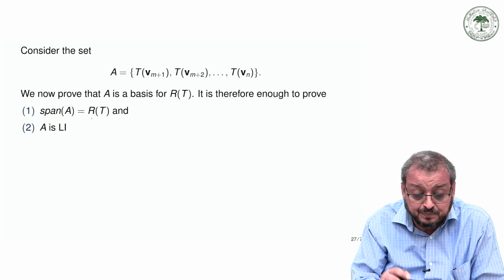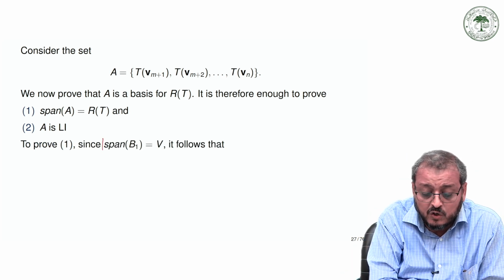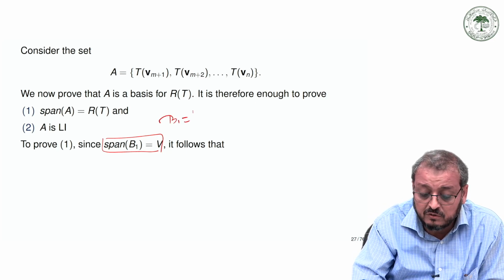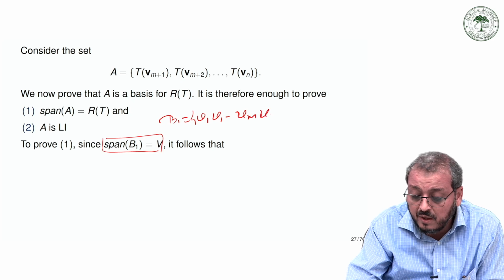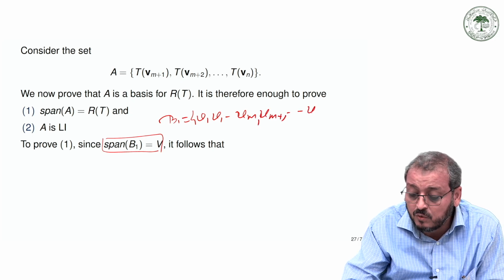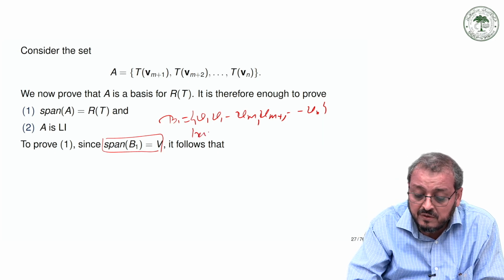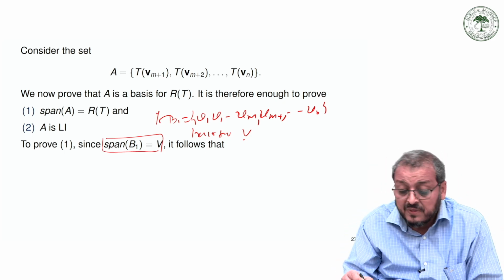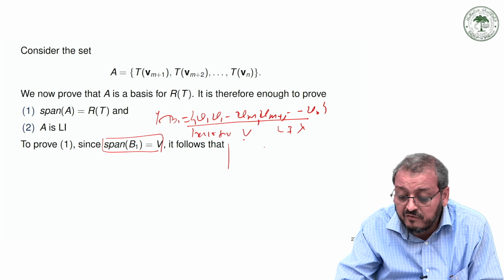So, we just know that we start from the span of B1 is equal to V, clearly, because we have V1, V2 up to Vm, Vm plus 1 up to Vn, and this is a basis for V. If this is a basis for the vector space V, then clearly two conditions hold: B1 is linearly independent, and the span of B1 is equal to the whole V.